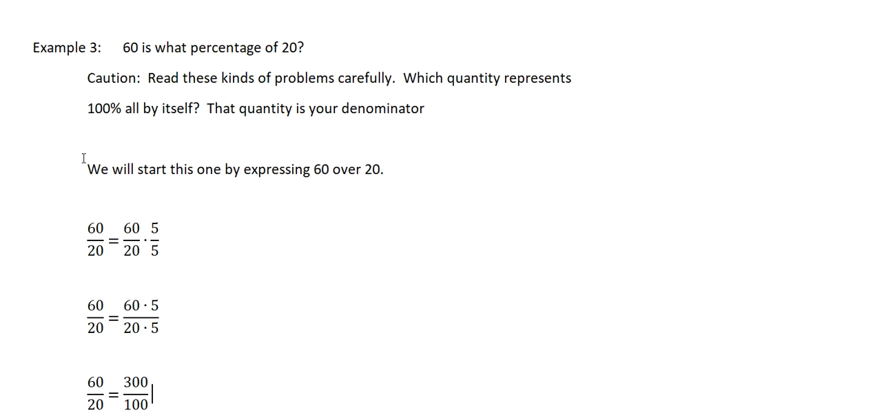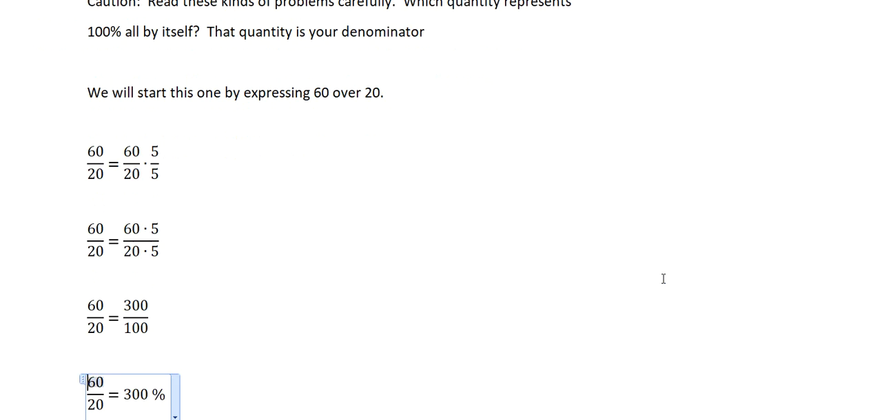So we're going to start by expressing this as a fraction of 60 over 20. And we're going to take our usual strategy and try to express it as a fraction over 100. Now 20 times 5 is 100, so we have to multiply the top and the bottom both by 5. So we're going to multiply this fraction times 5 over 5. Okay, 60 times 5 is 300. 20 times 5 is 100. Okay, and so 300 over 100 just becomes that percent sign there. It's 300%.